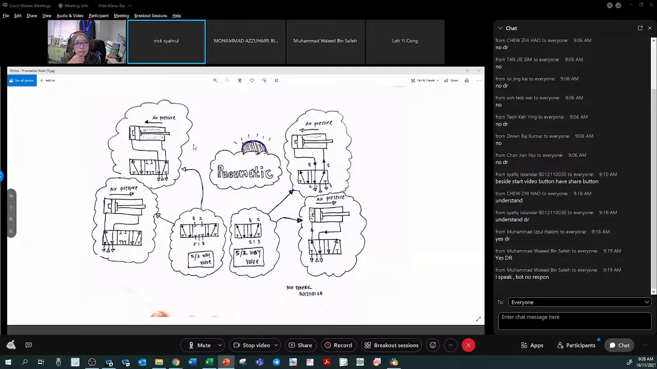This solenoid 5 per 3 valve has two signals, one on both sides, different from the 5 per 2 way valve, which has one signal only. Right? What do you mean by one signal?